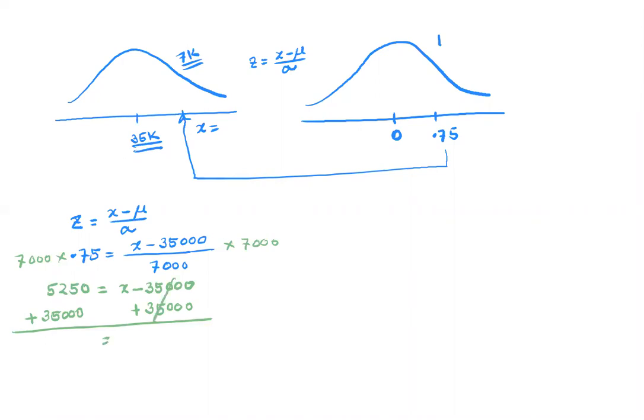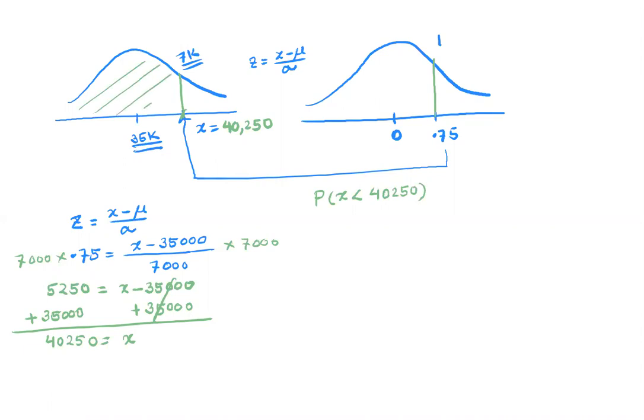These two cancel out, that gives you x plus 35,000 is 40,250. So this x value corresponds to 40,250. Now, if I were to ask you the question, find the probability that a randomly selected person makes less than 40,250, which means you're looking for this area.